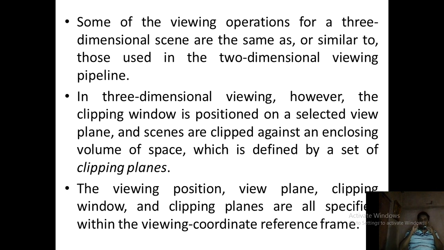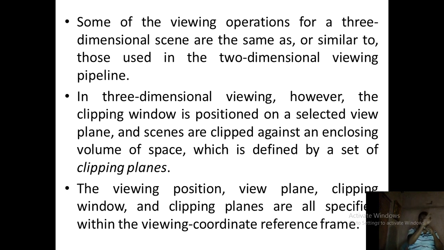In three-dimensional viewing, the clipping window is positioned on a selected view plane, and scenes are clipped against the enclosing volume of a space. We have to clip the objects: how much I want on the right side, how much on the left side, how much front, how much back, how much top, how much bottom. This is the volume. Whatever objects are in this volume, we have to display on our monitor or our film. But it was not the case in two dimensions.